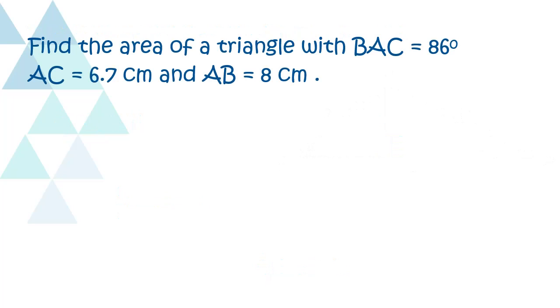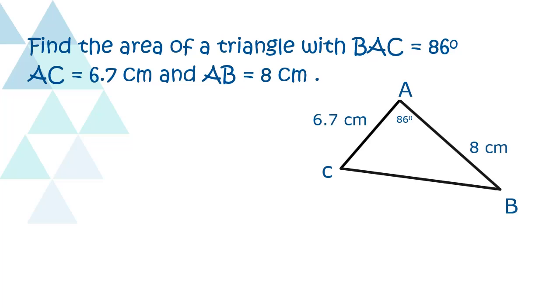Let us apply the rule to find the area of a triangle ABC with angle BAC equal to 86 degrees, AC equal to 6.7 centimeters, and AB equal to 8 centimeters. Let us draw the triangle, and as you can see, angle BAC is between the two given sides. This means that we can apply the rule straight away to find the area of this triangle.